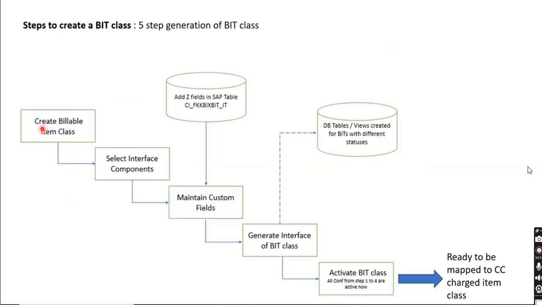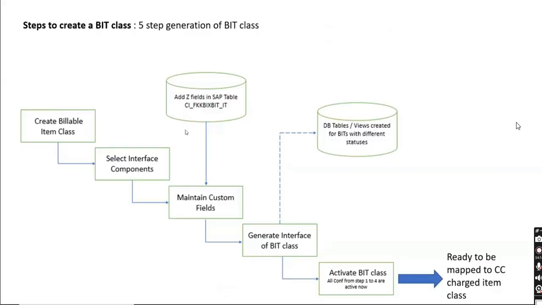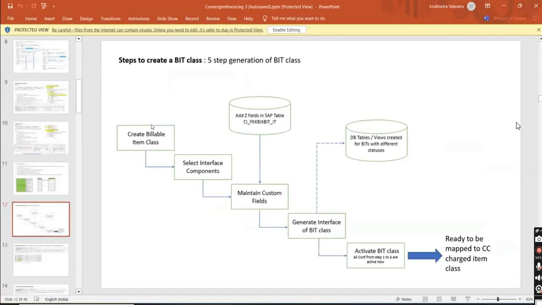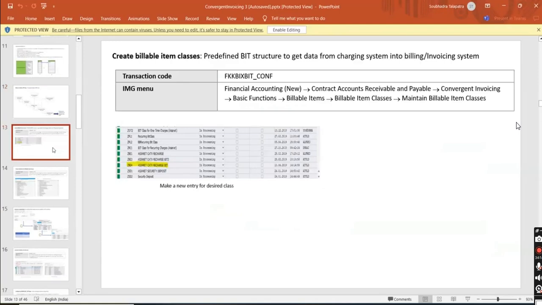So today we'll start with create billable item class. Once the bit class is created, then we'll see different types of bit and different statuses of bit. So first, create billable item class. Okay, so let's go to the system. And there's a T code also. I'll show the paths from here.